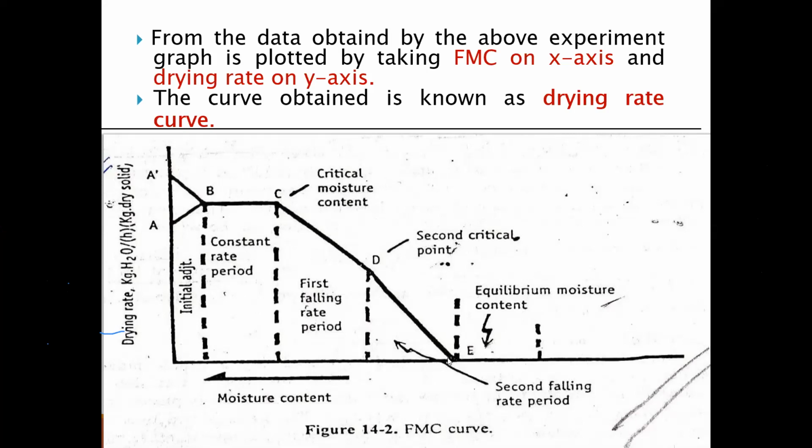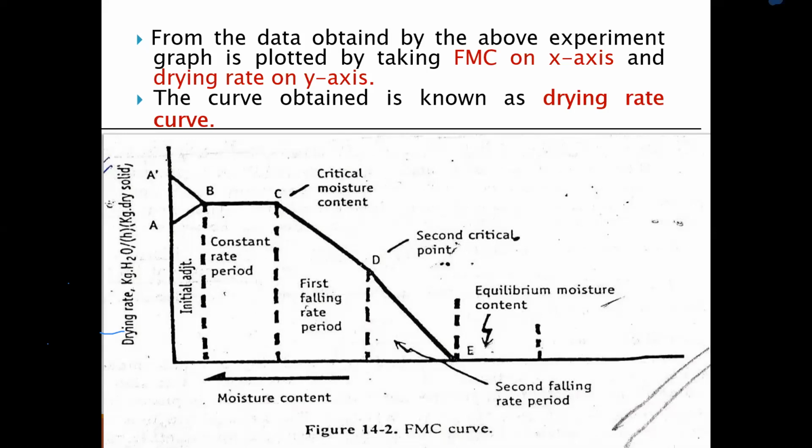So from D to E, this period is called the second falling rate period, and E is called the equilibrium moisture content. At the equilibrium moisture content, the moisture is constant. If you keep giving heat after point E, the material will not dry, and this is a total wastage of money and time, because point E refers to the equilibrium moisture content.